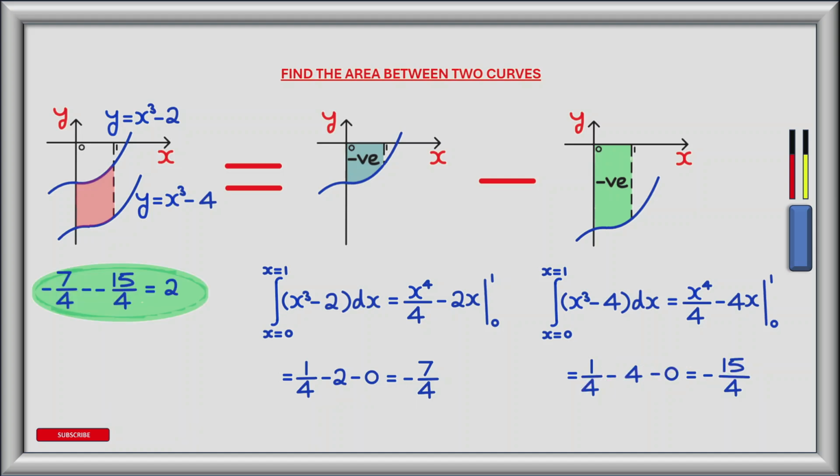And if we subtract negative 15 over 4 from negative 7 over 4, we get the area of the red shaded region, which in this case is 2.